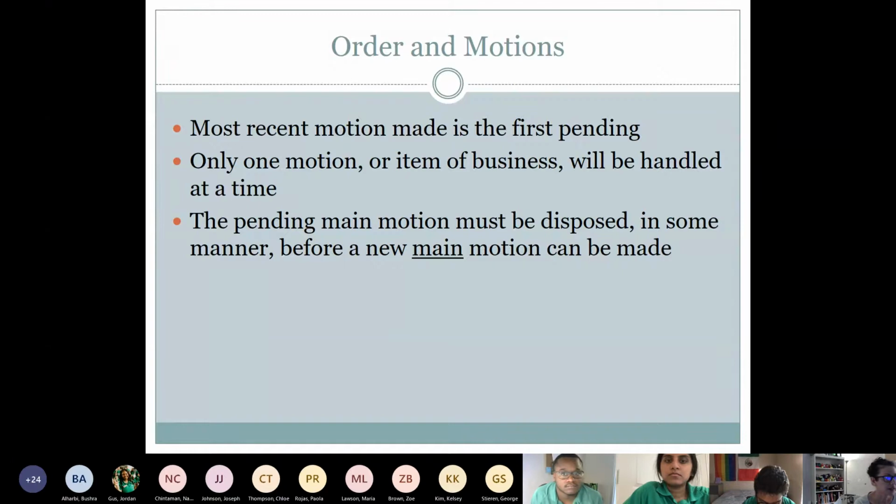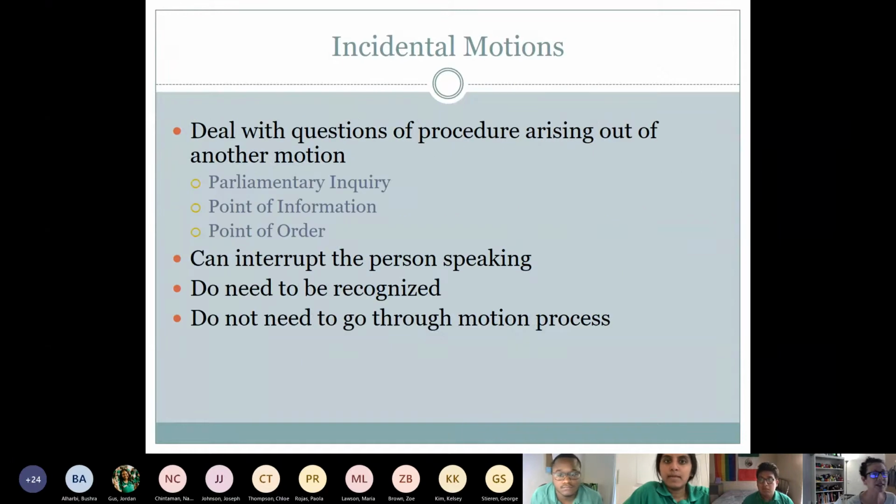All right, since I don't hear any questions, let's talk about incidental motions. So incidental motions address procedural issues. They have no impact on the main motion or the bill itself. Okay, so I'm only going to equip you with 3 basic motions today. The first one is parliamentary inquiry.